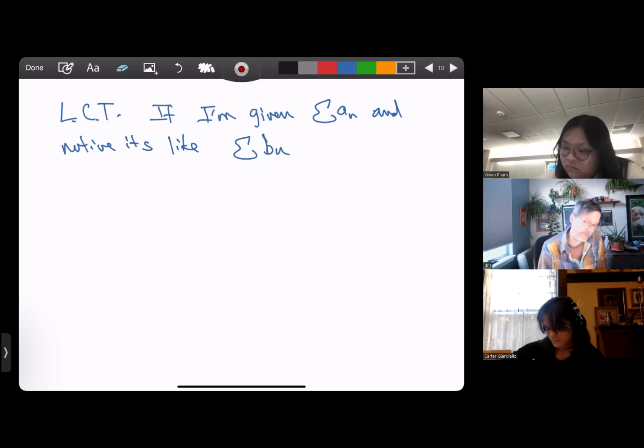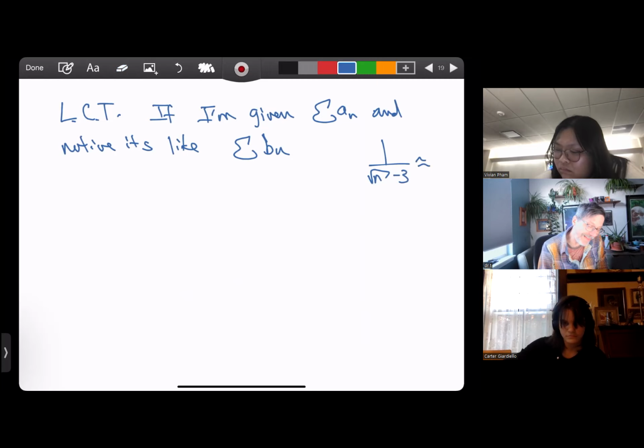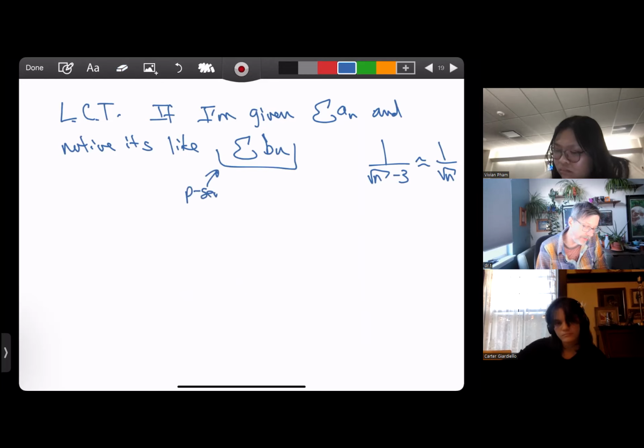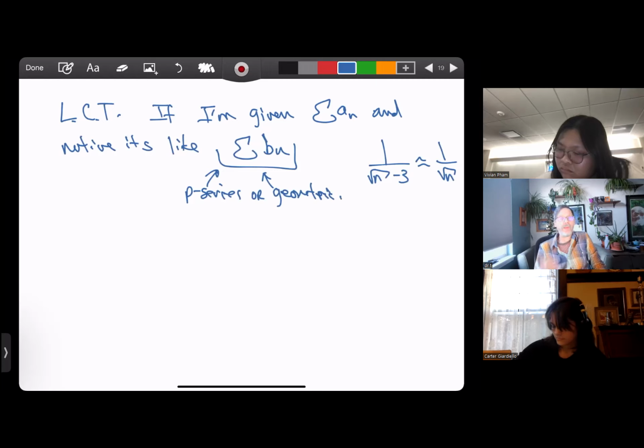So I've got this one. For example, before when we had square root of n plus minus 3, that one is kind of like this one here. And notice it's like this. The thing that you're comparing to is almost always either a p-series or a geometric series. Those are the only things we really understand. We look at those and you can decide if they converge or diverge. So that's all our reference points.